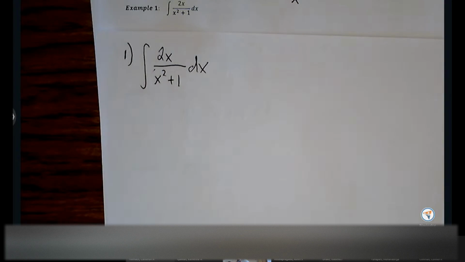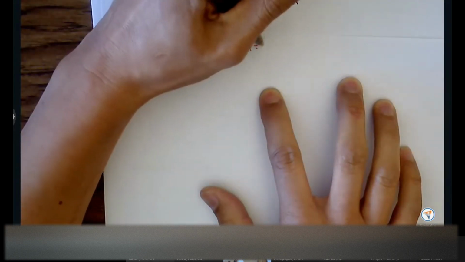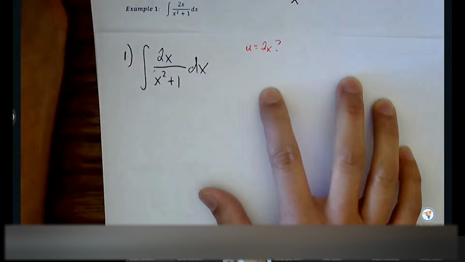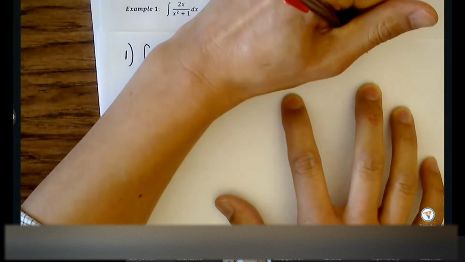So let me list out a couple options. I think the difficulty is there's no hard and fast rule where the u value is always here. It's going to depend on how the problem looks, but I can give some general guidelines. So let me list out some options. Maybe our u value is 2x. Maybe our u value is x squared. Maybe our u value is x squared plus 1.